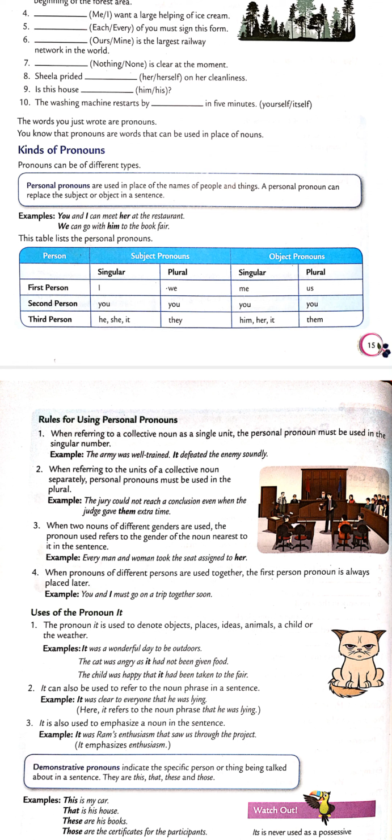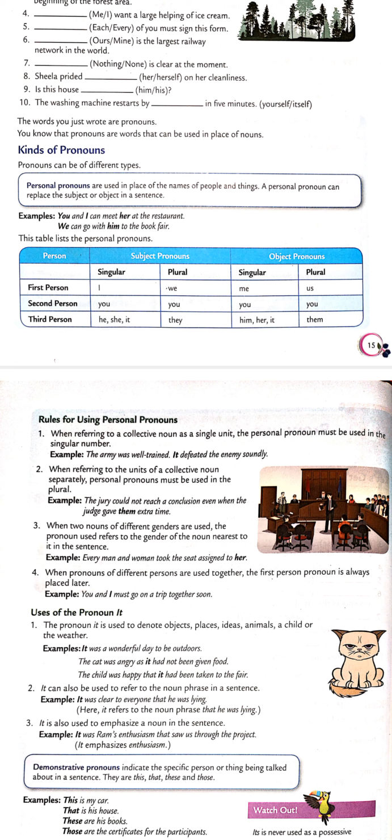For objects, we can use it. For places, we can use it. For animals, we can use it. For a child or the weather, we can use it. So now some examples are mentioned here. It was a wonderful day to be outdoors.